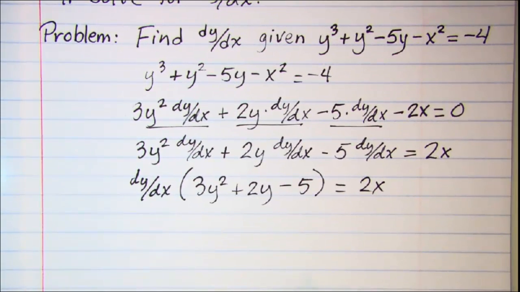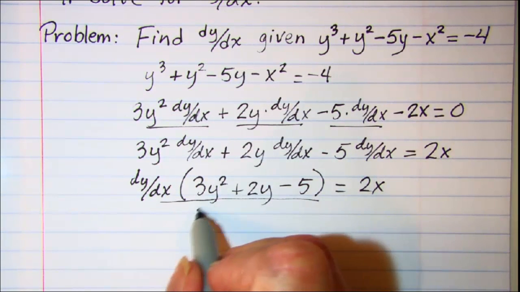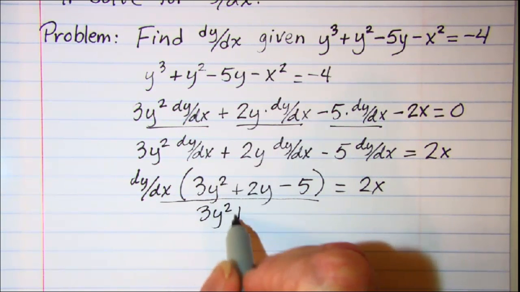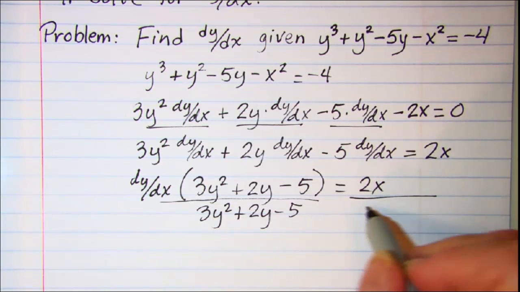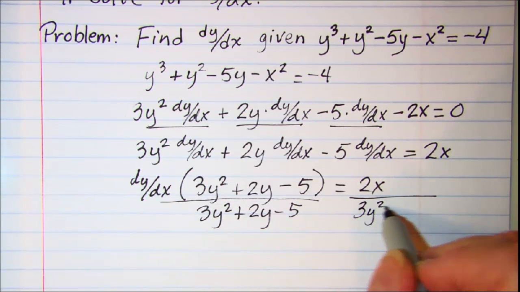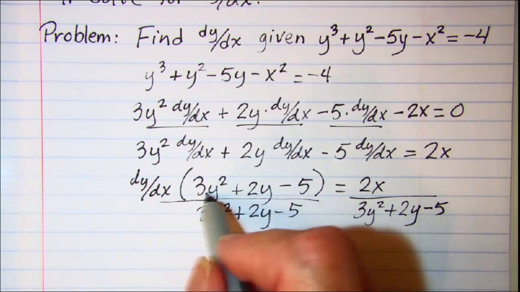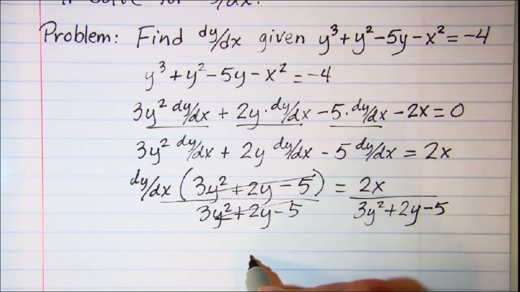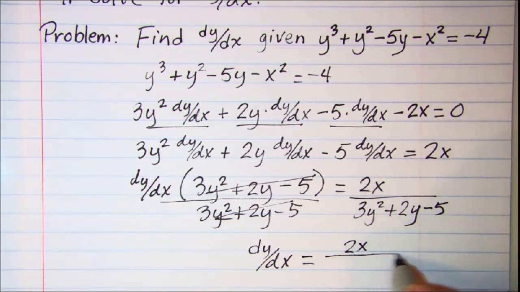And then solve for dy/dx, so we'll divide both sides by 3y squared plus 2y minus 5. These will cancel, and we end up with dy/dx equals 2x over 3y squared plus 2y minus 5.